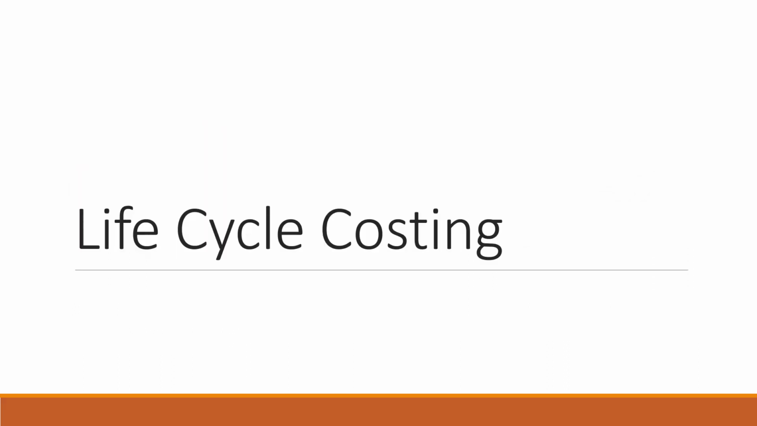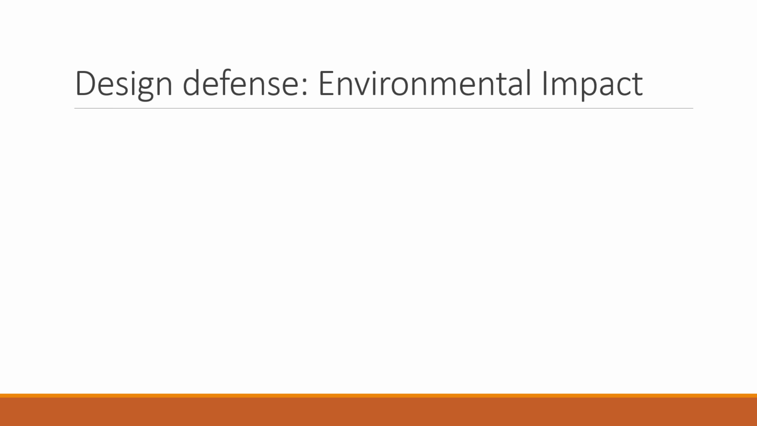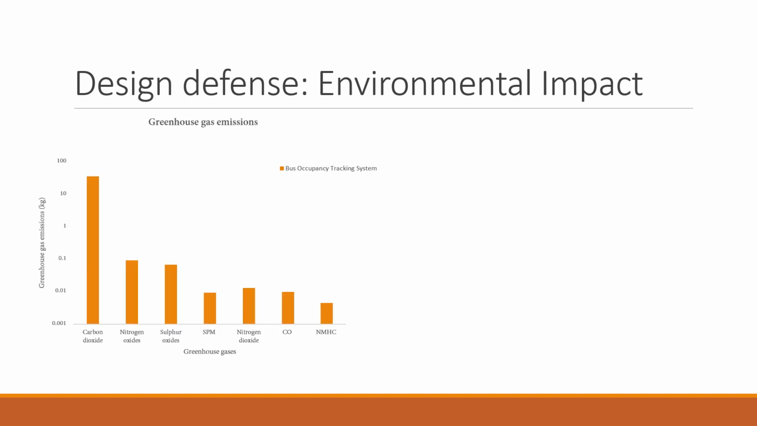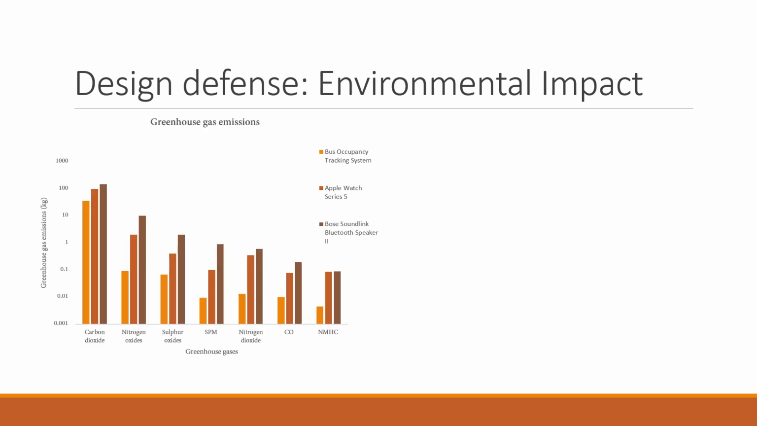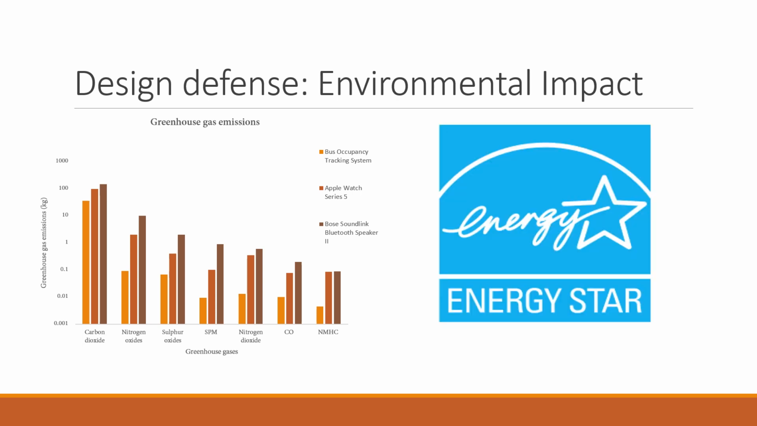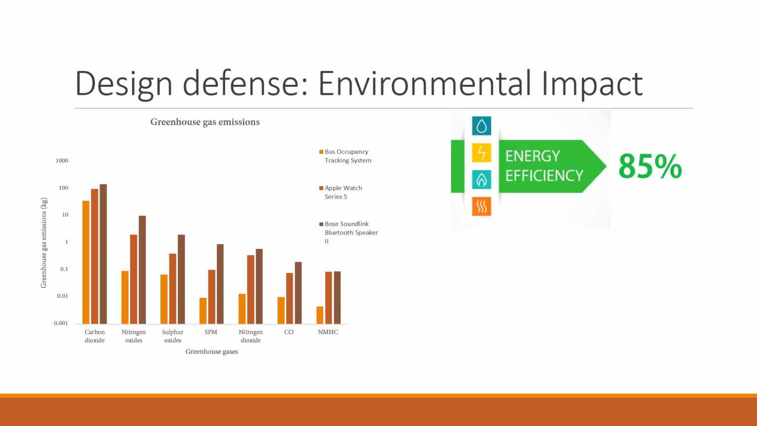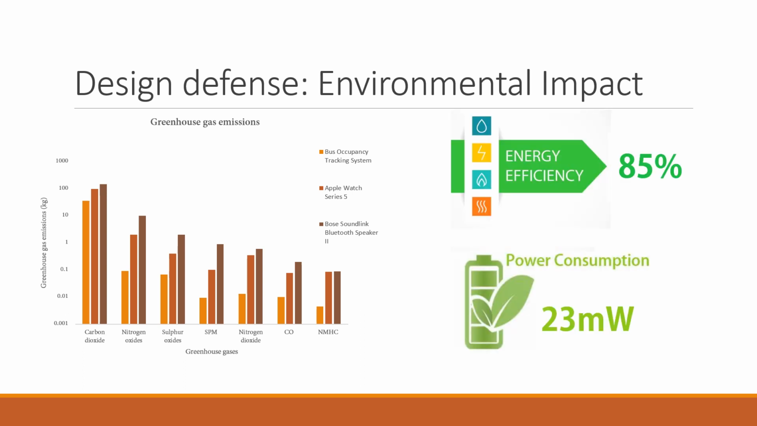Moving on to life cycle costing. Based on the life cycle assessment of the product from cradle to grave, it is clear to see that the bus occupancy tracking system will produce significantly lower greenhouse gas emissions than the recent Apple Watch and the Bose Bluetooth speaker over its useful life. Both these products have recently outperformed the Energy Star standards of eco-friendly products, indicating that our device has much lower greenhouse gas emissions than some of the eco-friendly products on the market. With an overall efficiency of 85% and power consumption of only 23 milliwatts, the device clearly maximizes resource utilization, which makes the product greatly suitable for the greater future.